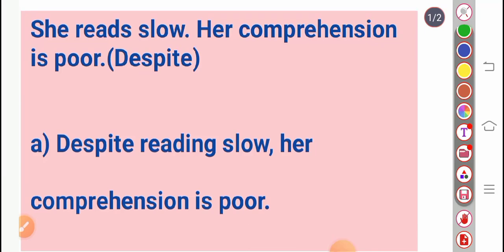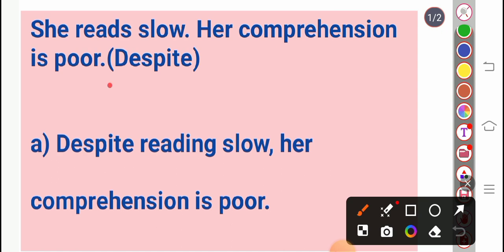Friends, today we will discuss this question. It's a part of transformation. Two sentences are given. She reads slow. Her comprehension is poor. We have to join these two sentences by using the term despite.